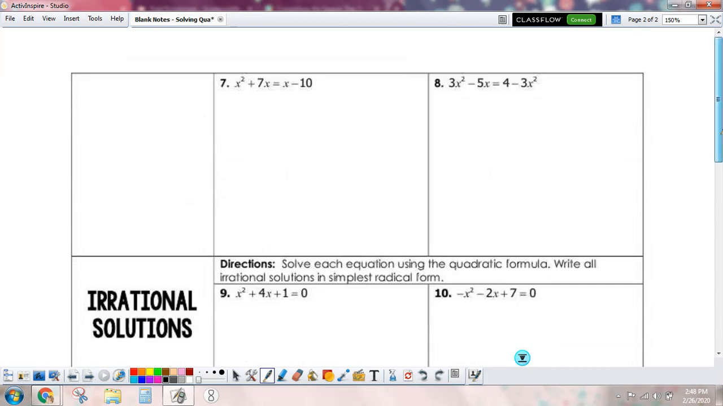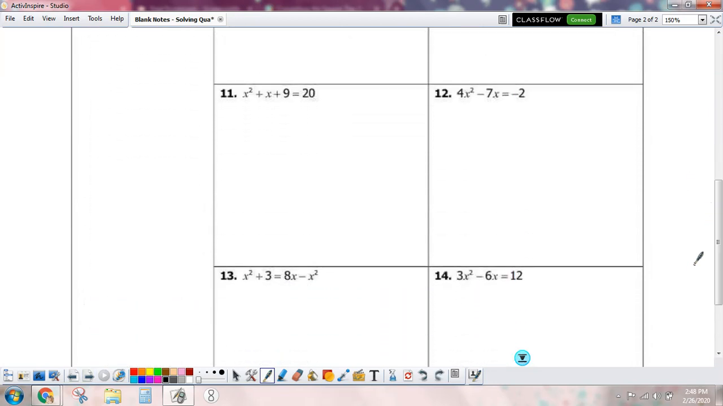So number 11, okay, we have x squared plus x plus 9 equals 20. First step is to make sure that this is in ax squared plus bx plus c equals 0 form. Since I need to move this, I'm going to subtract 20 from both sides, so I'll have x squared plus x minus 11 equals 0. I'm going to identify my a, my b, and my c. A is 1, b is 1, c is negative 11.